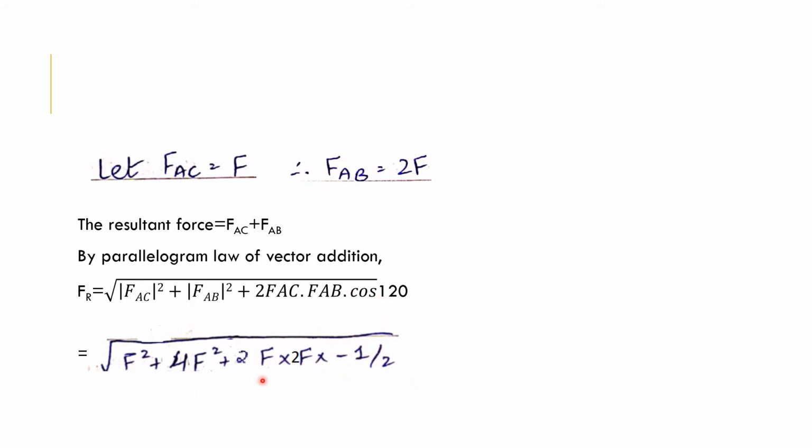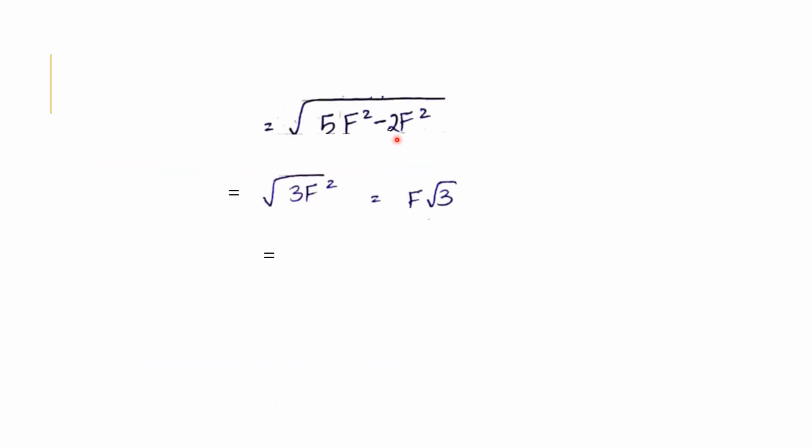Now simplify this. First of all, add these two. F square plus 4F square is equal to 5F square, plus 2F into 2F into minus half. So the 2 cancels, and we get minus 2F square. So 5F square minus 2F square is the square root of 3F square, that is F into square root of 3, since the square root of F square is F. So F root 3.